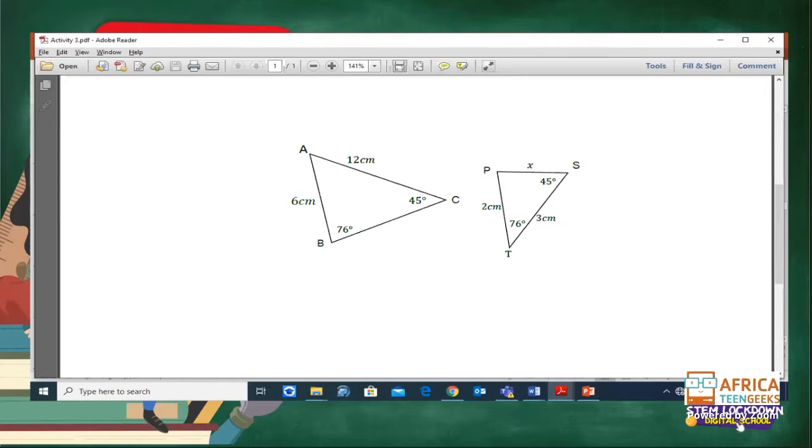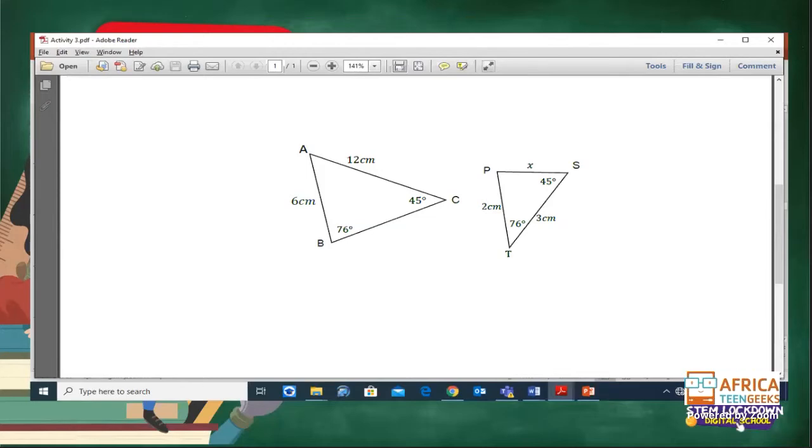Make use of the lessons that we have done on similarity to find the side, if the sides are in proportion. I can already tell you that the sides look like they're in proportion here. You have 12, you have 3, you have 2, 76 is there, 45 is also there. So you can see that the two triangles are actually similar. And so the missing angle is 59 degrees. Then you can find X.